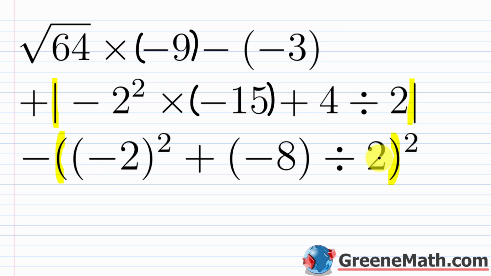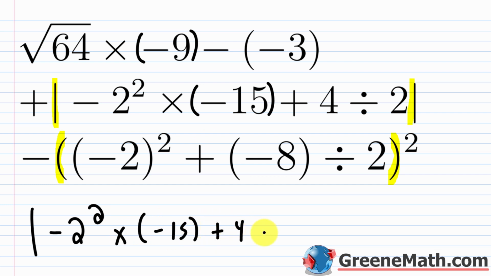If you wanted to do this guy inside of here first, it's really up to you. I'm just going to start there. So I'm just going to copy this down here. So we have the absolute value of, again, be very careful. This is the negative of 2 squared times, I'm going to wrap this, so negative 15, then plus 4, and then divided by 2. We'll come back up in a moment.